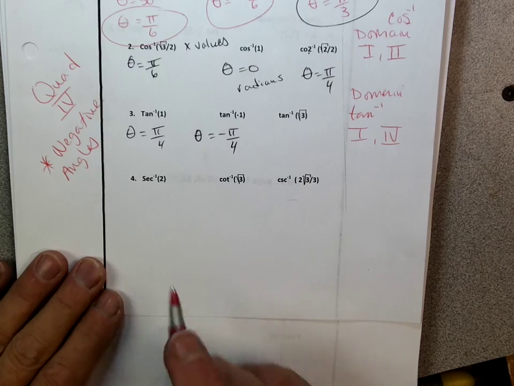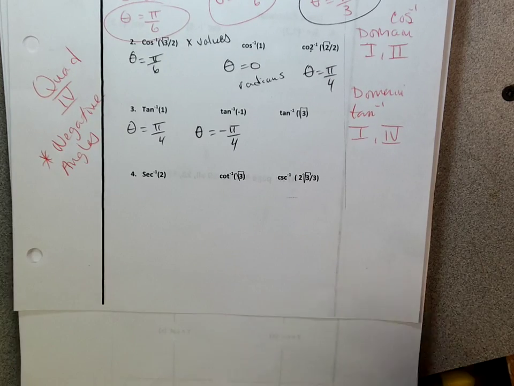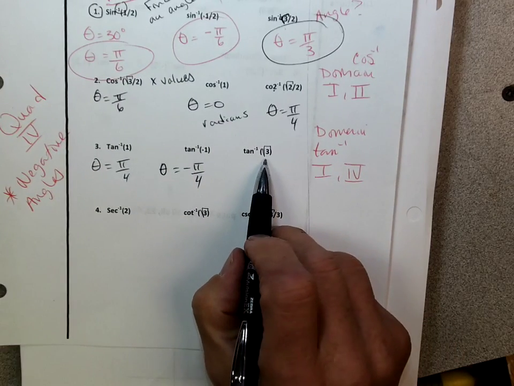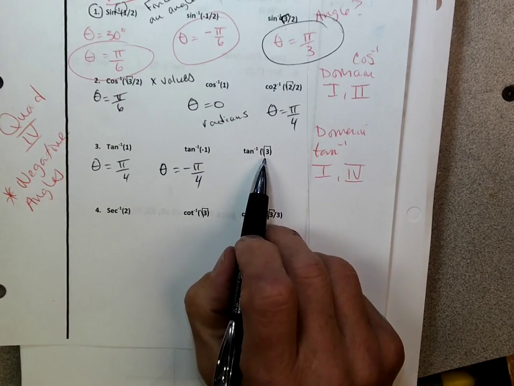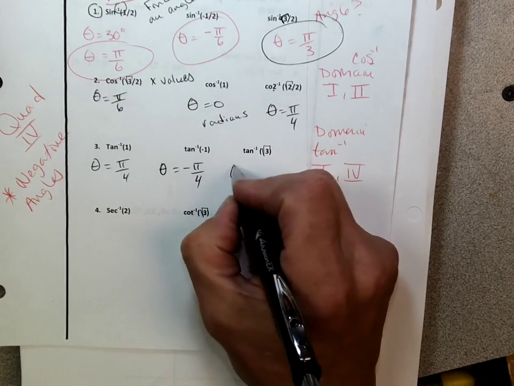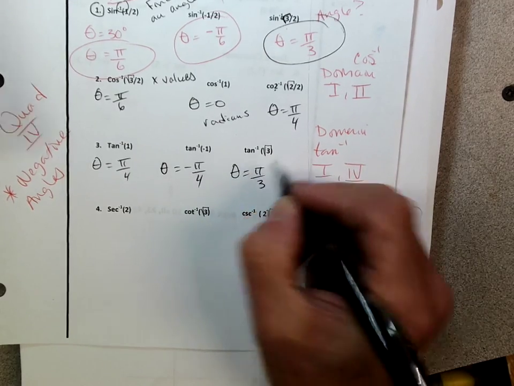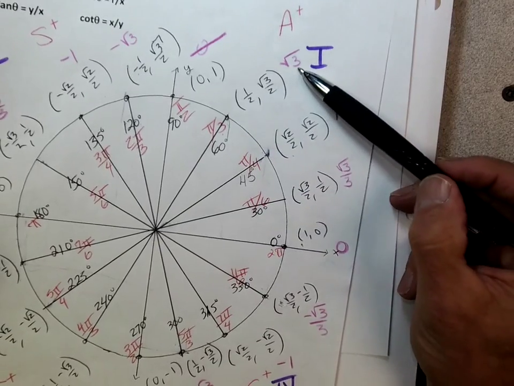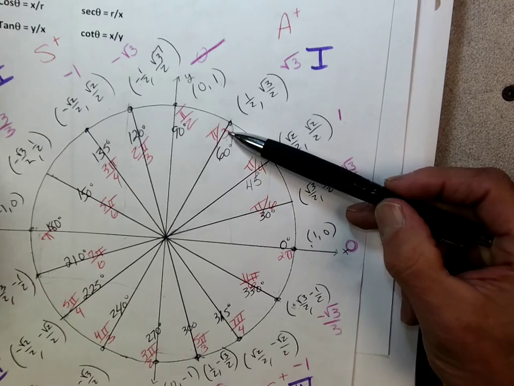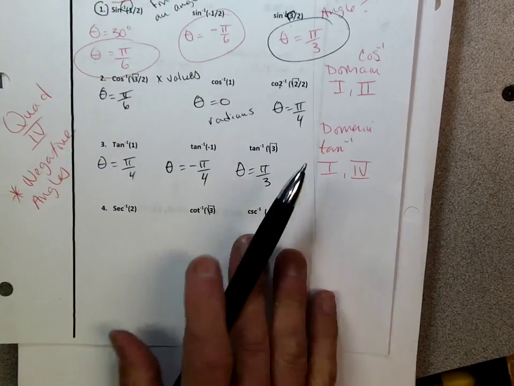Okay, now secant, cotangent, and cosecant. These are not on the unit circle. Oh, I'm almost done. Sorry. How about this one? Did you get this one yet? It is pi thirds, and it is right there. There's a tangent value of square root of 3 over square root of 3, which is in quadrant 1, pi thirds. Okay. Now, these are a little bit different.